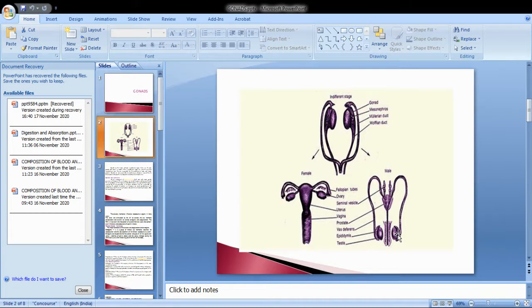Gonads are responsible for producing sex hormones. These hormones are required for the development and growth of primary and secondary sexual characteristics. See here.